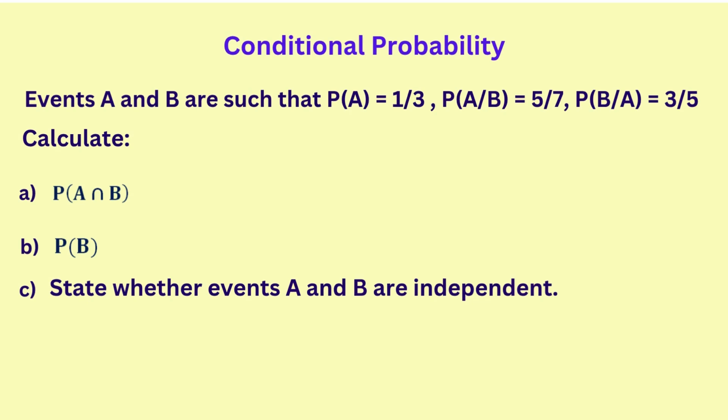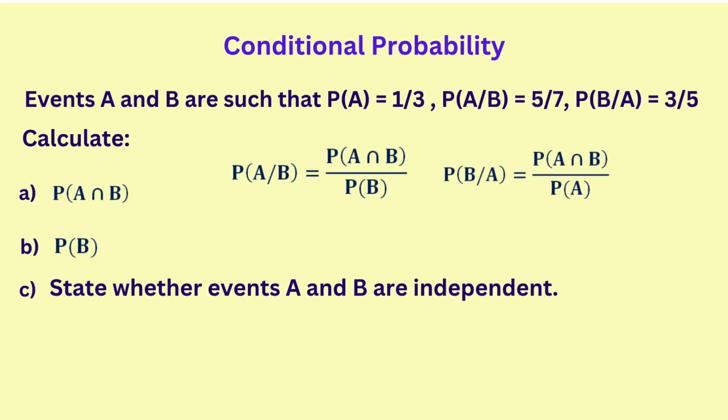Notice we're given the conditional probabilities for A given B, and for B given A. The formula for probability of A given B is the probability of the intersection divided by the probability of B, while the probability of B given A is the probability of the intersection divided by the probability of A. First, we are asked to find the probability of A intersect B. So we use the formula in which we have the most information. That's the one with B given A.